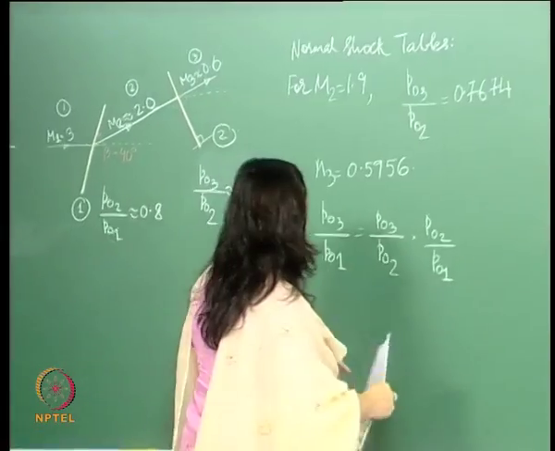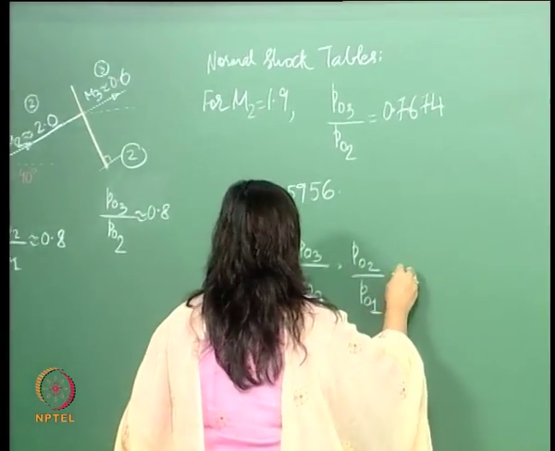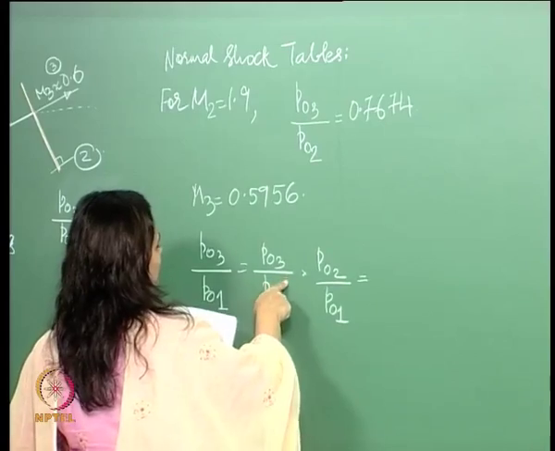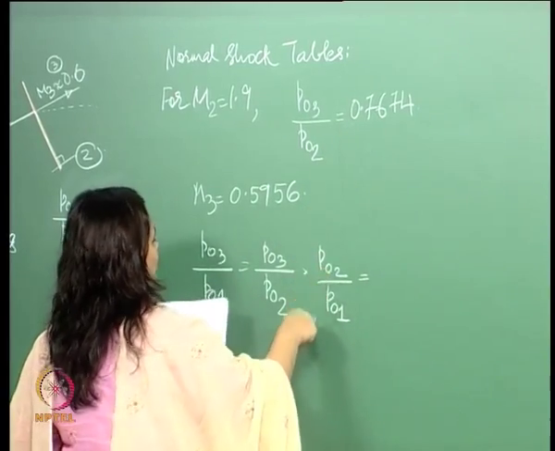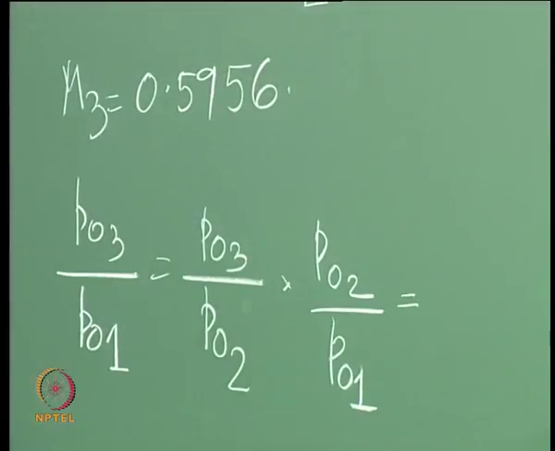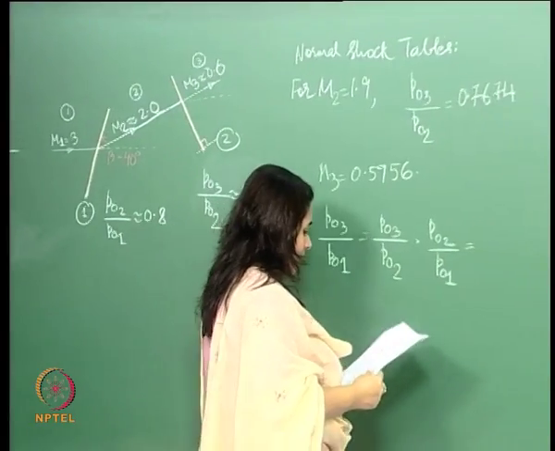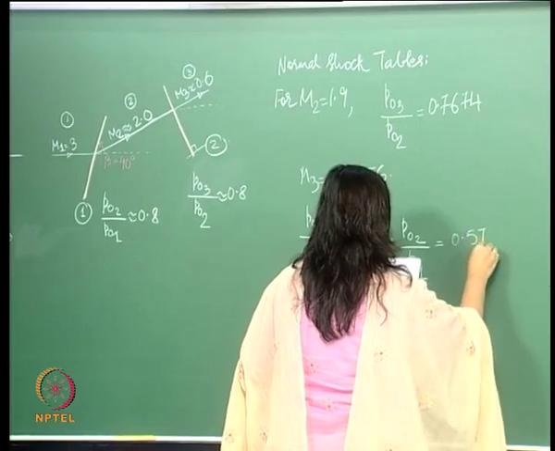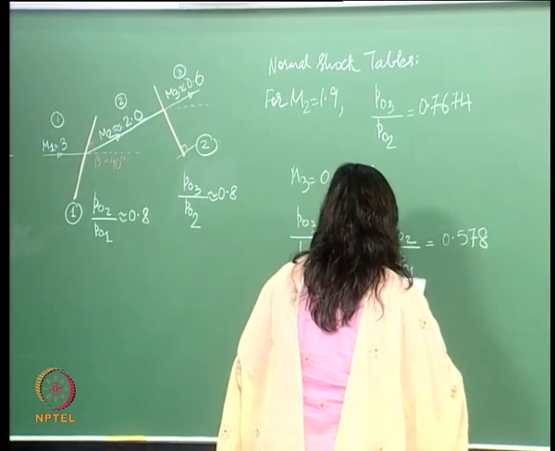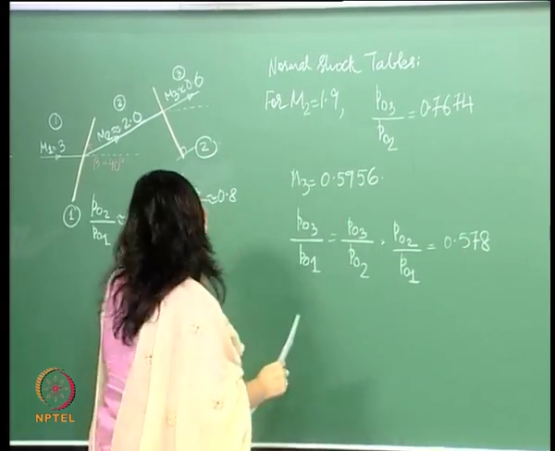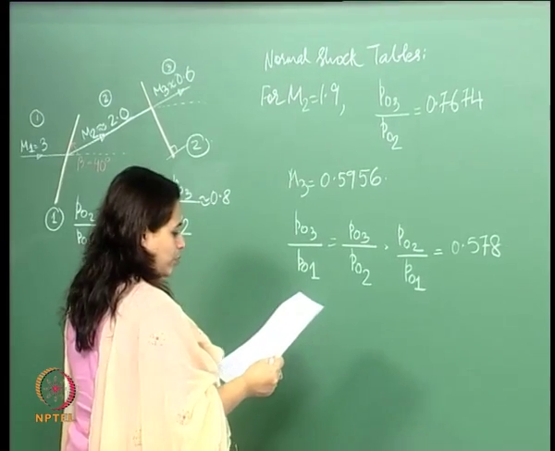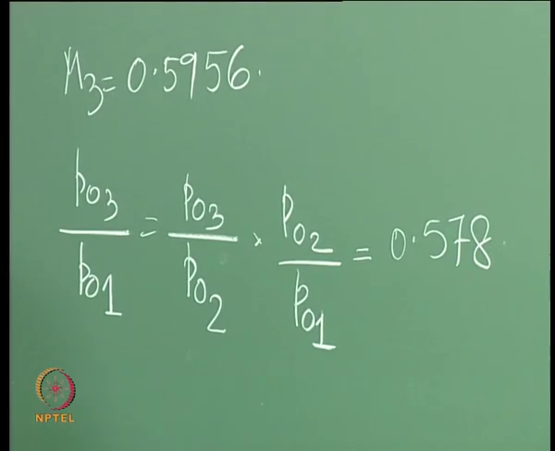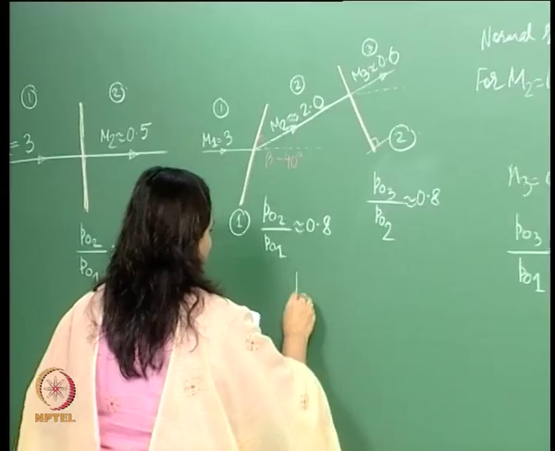Okay, so once you do that, we've got the values for both of these. P03 by P02 is here. P02 by P01 is what we've calculated earlier, right? And this comes out to be around 0.6, right? Which is around 0.6.